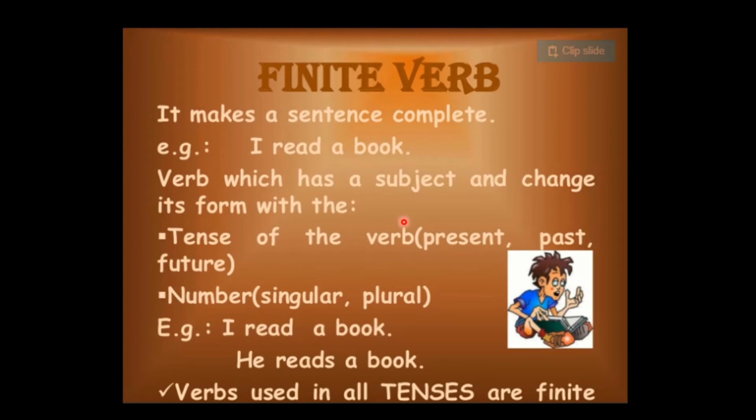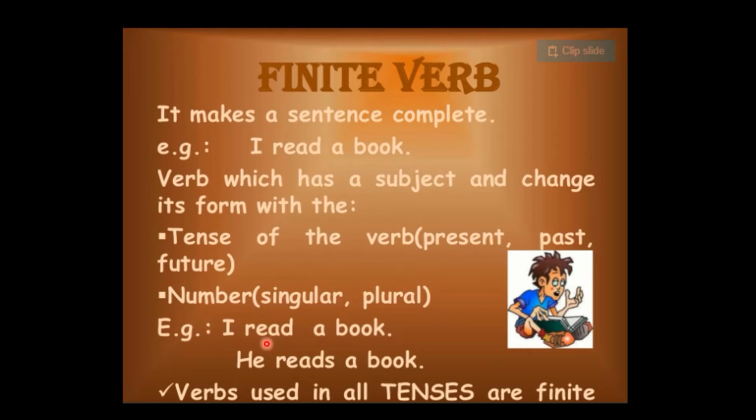So a verb which has a subject and changes its formation with the tense of the verb, present, past or future. So these are the basic tenses: present, past or future. The verb which changes its formation according to these three tenses is finite. Then it changes its number. It changes its formation according to the number.